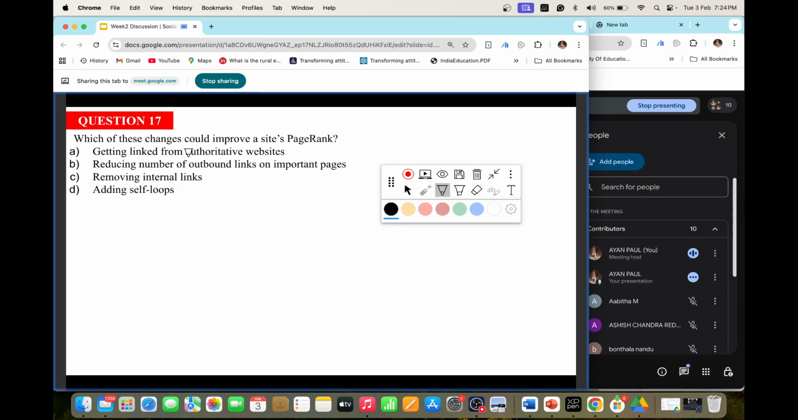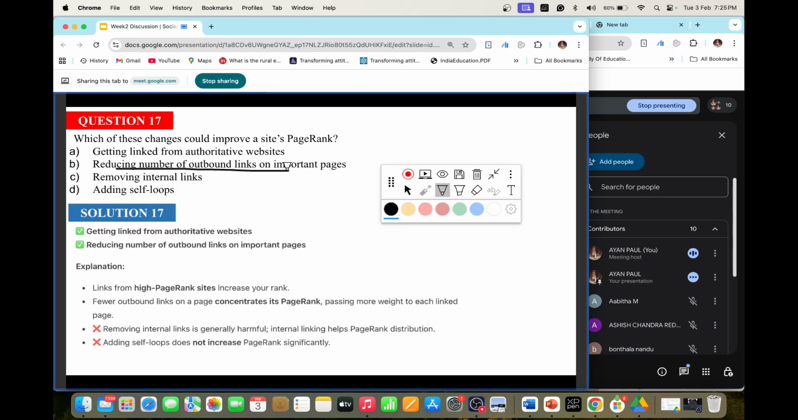Getting links from an authoritative website will improve its quality, so definitely option A is right. Reducing the number of outbound links on important pages, that is also right. Links from high PageRank sites increase your rank. Fewer outbound links on a page concentrate PageRank, passing more weight to each linked page. Removing internal links is generally harmful, as internal links help PageRank distribution. Adding self-loops does not increase PageRank significantly. So this is option A as well as option B.